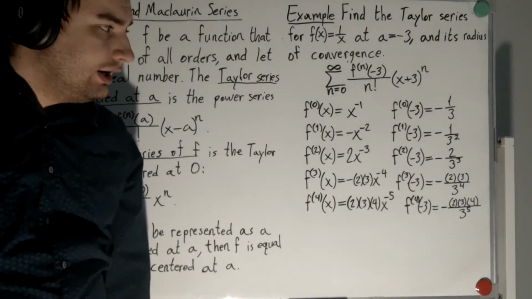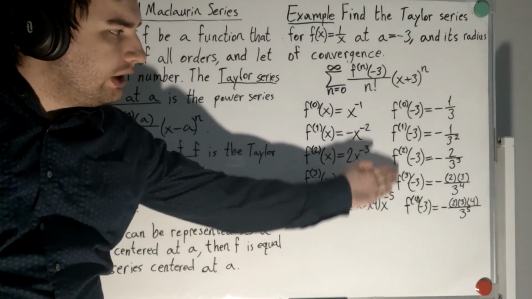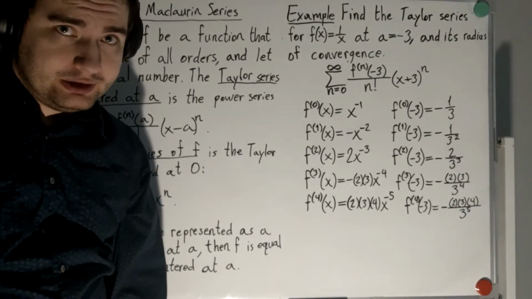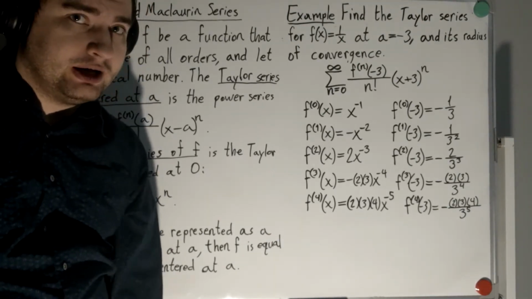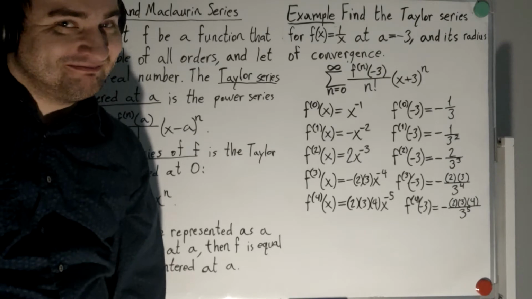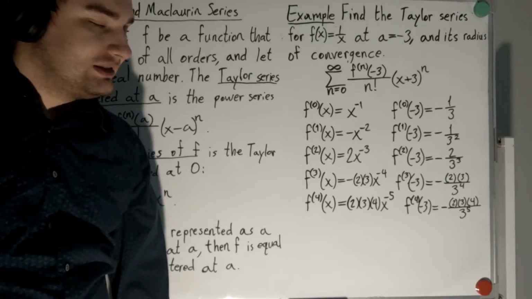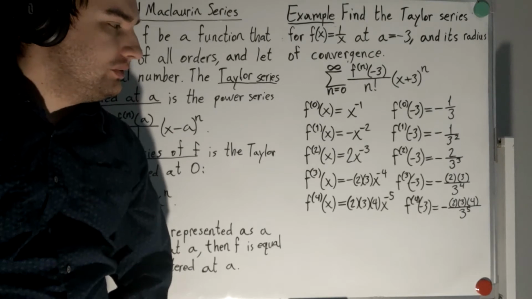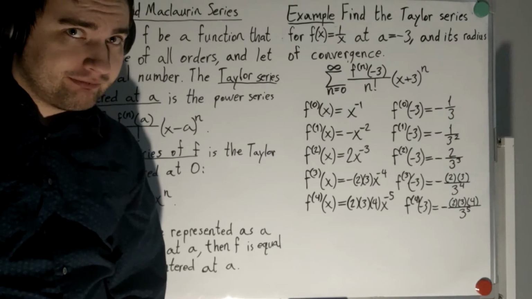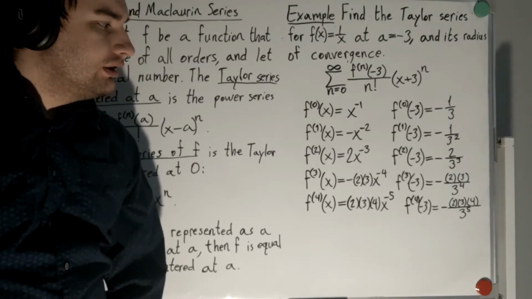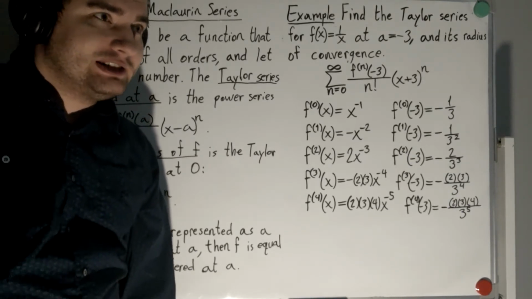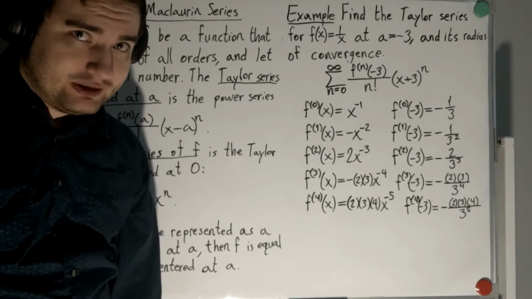Okay? And at this point, hopefully you can see a pattern here well enough that you can predict the next term in this sequence, which is just going to be the 5th derivative evaluated at -3. Take a minute to think about what that is. Pause the video if you need. It's going to end up being -2 times 3 times 4 times 5 divided by 3 to the 6th. 6th derivative evaluated at -3. That's going to be -2 times 3 times 4 times 5 times 6 divided by 3 to the 7th.